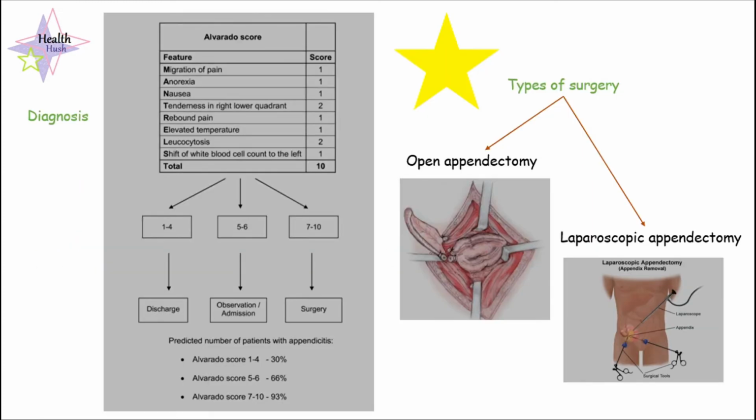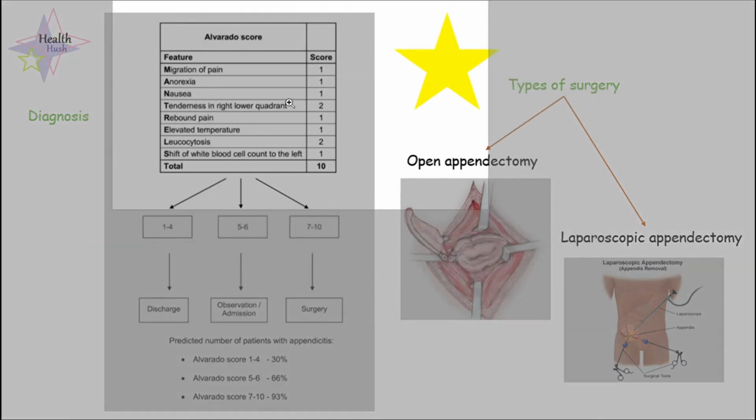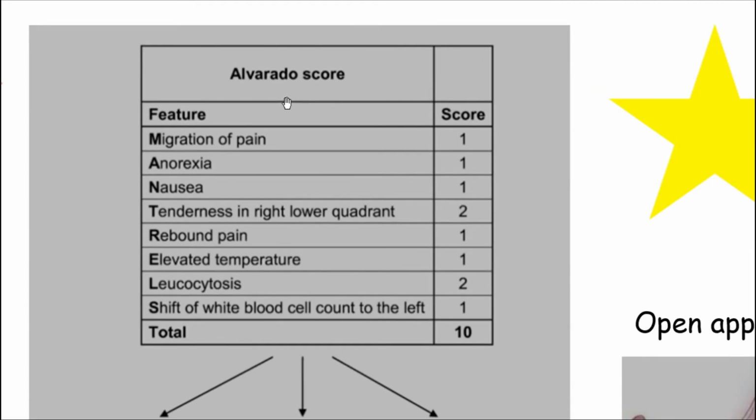So if you see diagnosis, let's zoom in. Diagnosis is usually done by a score known as the Alvarado score, and this score includes several signs and symptoms which we give a mark to each, and then we calculate a total to make our diagnosis. So if the patient first of all has migration of pain, we give 1 mark. Anorexia and nausea also get a score like this.